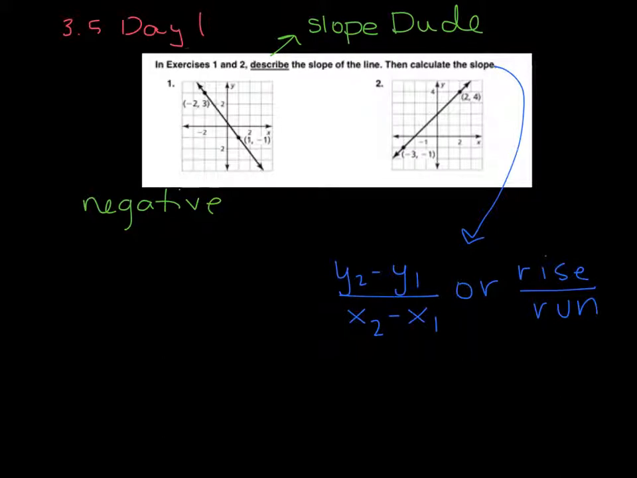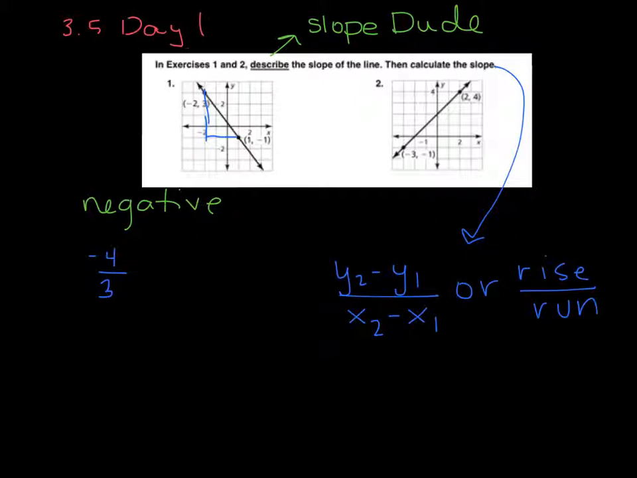I'm going to put my pen on the leftmost point and count how many I need to move down to get in line with the other point. So I'm moving from here down to here: 1, 2, 3, 4. Down 4 would be negative 4 for my top number. Then how many do I have to go over to get in line with that point? I go over 1, 2, 3. So my run is 3.